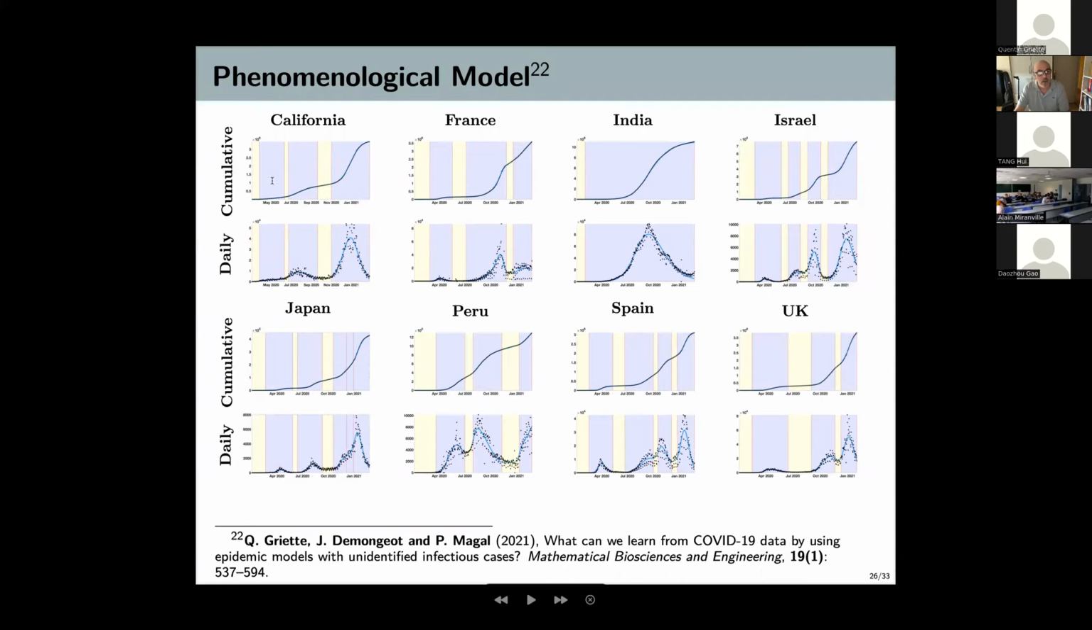So we got 1, 2, 3 epidemic phases. For France, 1, 2, 3 at that time. For India, only one epidemic phase, because they never stopped anything, no shutdown. For Israel, there were 4 epidemic phases at that time.